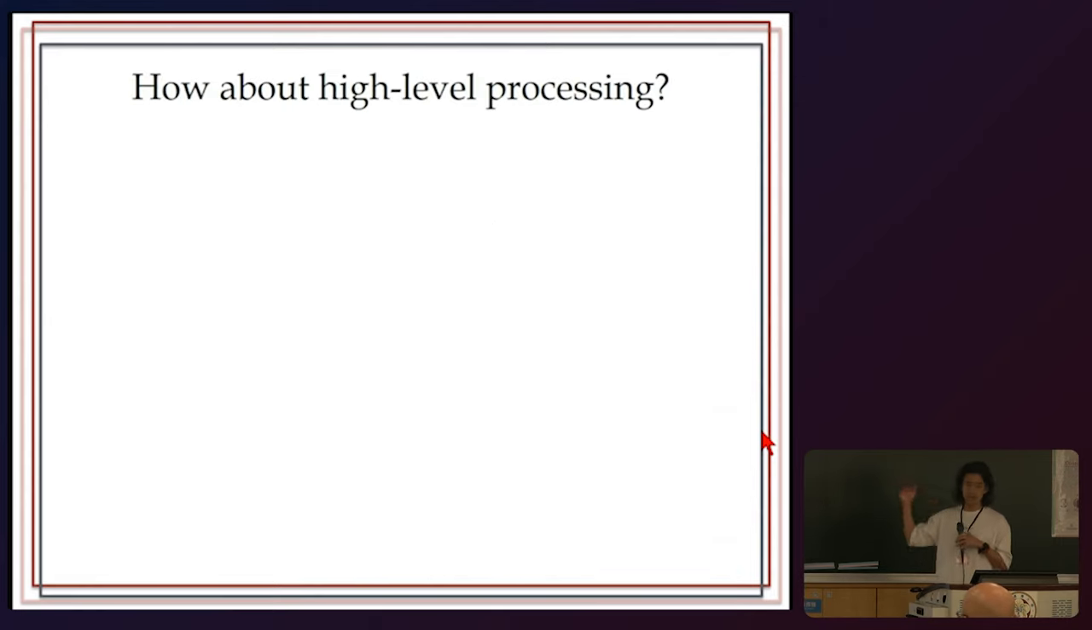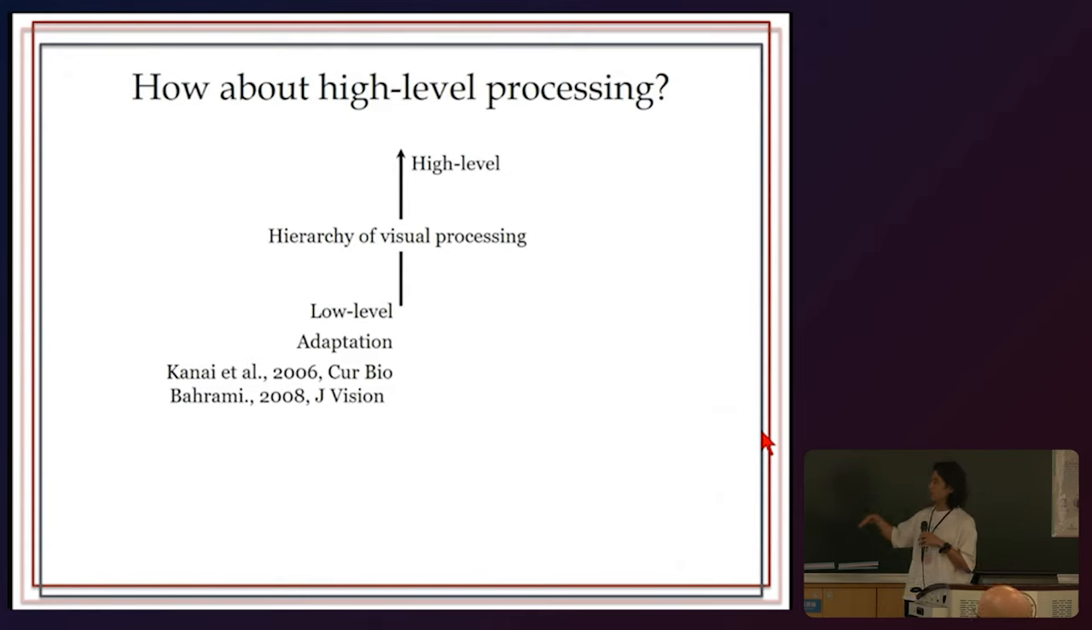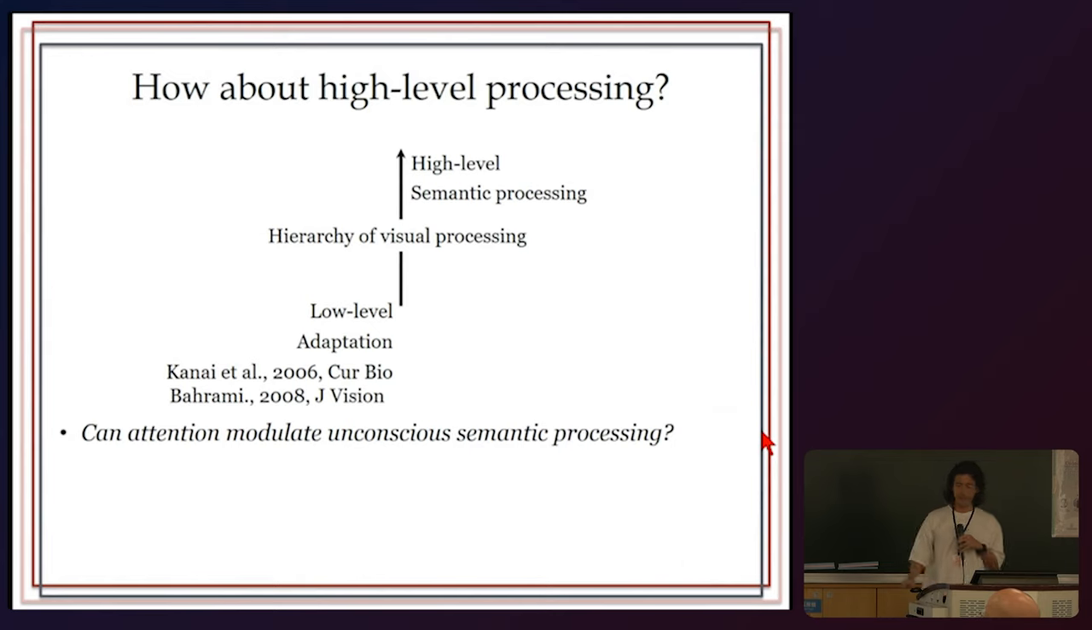But then how about the other end? How about more high-level processes? If you look at the hierarchy of visual processing from low to high level, from the lower end, we get a few studies showing that if you ask participants to pay attention to certain orientations or certain features of the stimulus, it modulates the processes of that orientation or that feature, even when participants don't see it. On the other hand, for the more high-level end, we got nothing. So my first question today is, can attention modulate unconscious semantic processing, the high-level end, right?